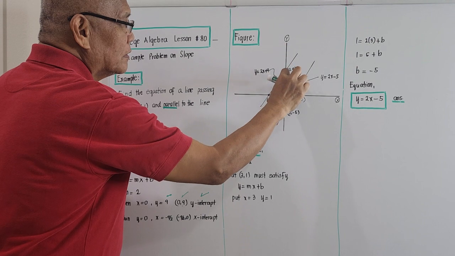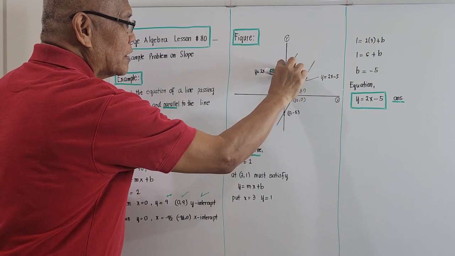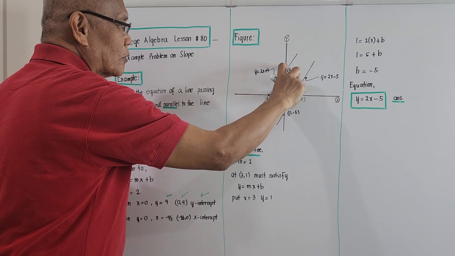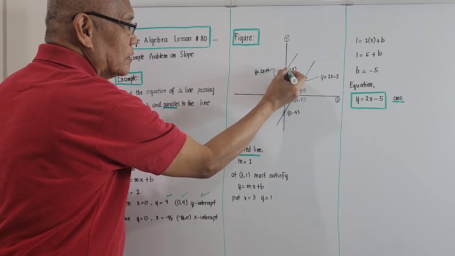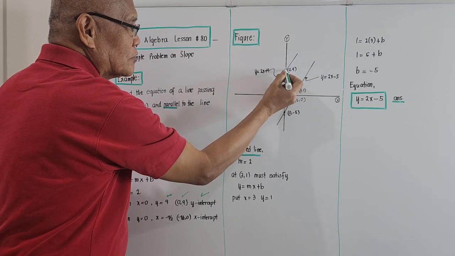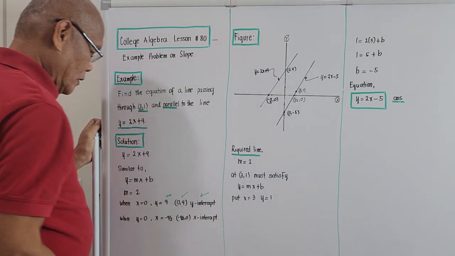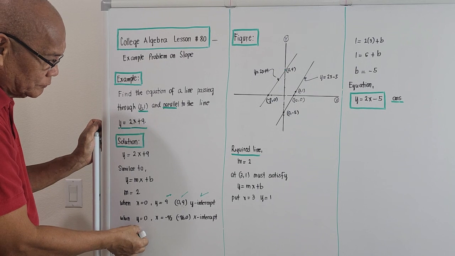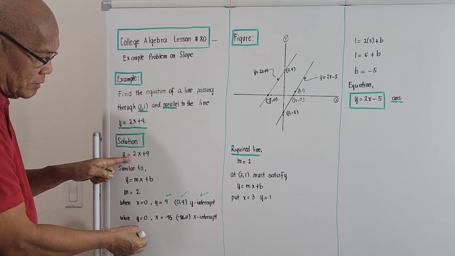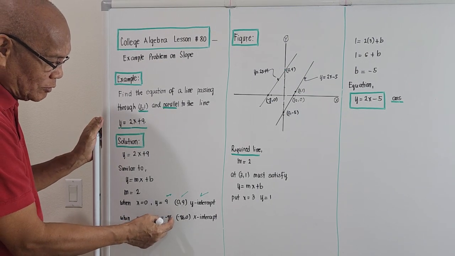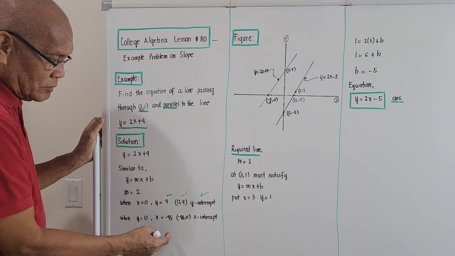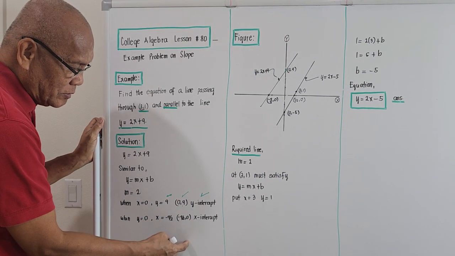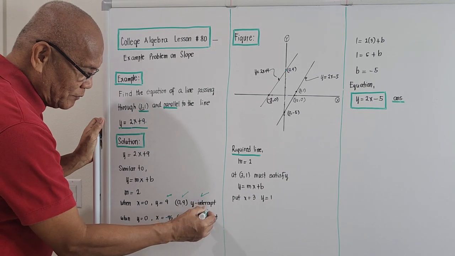3, 6, 9. Right? When x is 0, the ordinate is 9. So this is the point. The line passes through this point here. We reverse the operation. When y is 0, to this equation here, x will be equal to negative 9 over 2. So the point with coordinates negative 9 over 2 and 0 is actually the x-intercept.